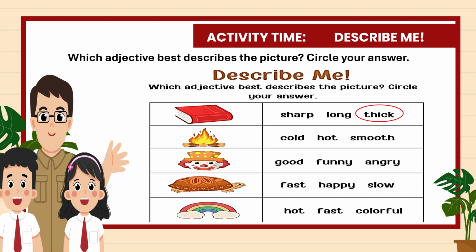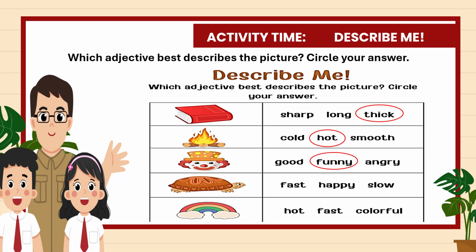Next, let's have another example. What adjective can best describe the fire? Is it cold, hot, or smooth? That's great. It is the word hot. Number 3, we have a clown. Is it good, funny, or angry? Correct. The answer should be funny. The word funny best describes the clown.